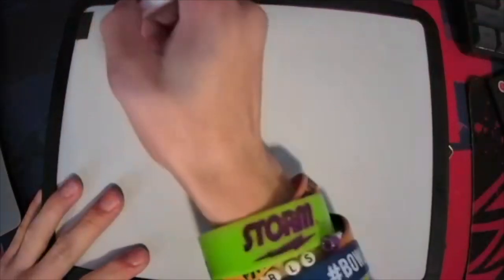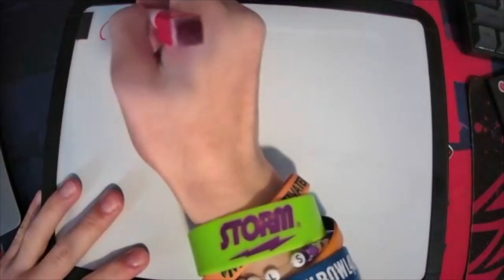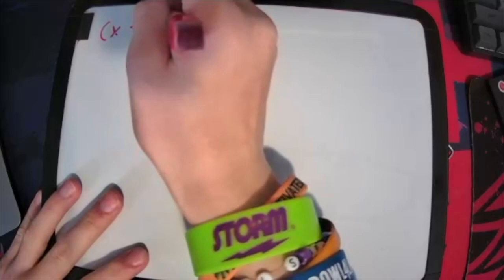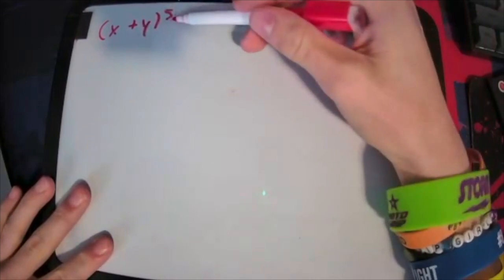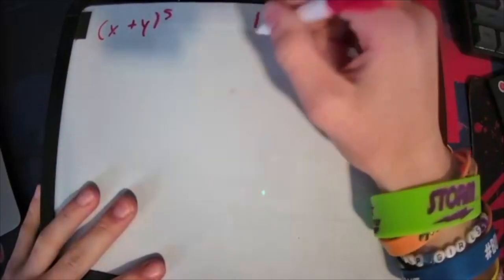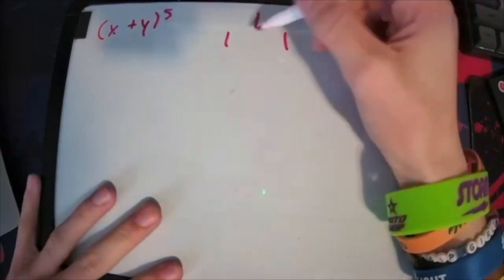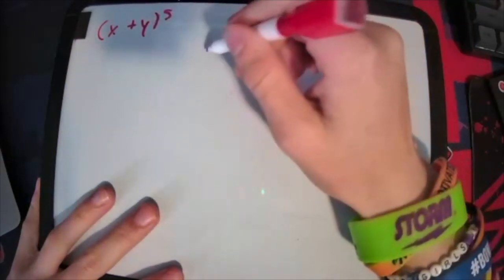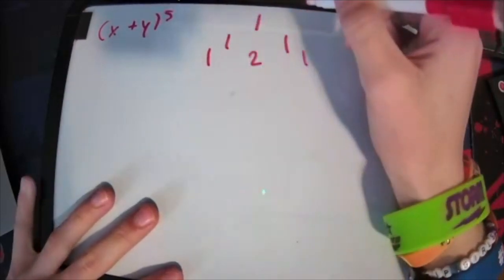So our first example problem will be x plus y to the 5th power. Now we need to write Pascal's triangle up until the 5th row because that is the power that we have. That is the degree of the example. So the 0th row, which is 1, and the first row, which is 1's on the outside. Next, we have the second row, which is 1's on the outside, and 1 plus 1, which is 2.